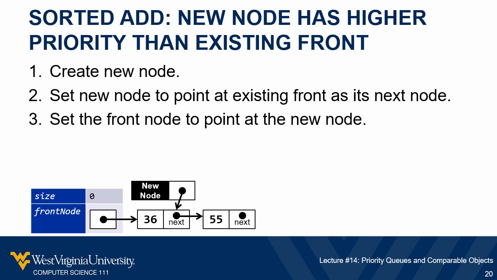Once we've set that, we're going to update the front node field to point at our new node. And then we have to increment size. So again, we're still fairly straightforward with what we need to do here. In our implementation, we're also going to place our new node in front of the existing front node if they have the same priority.